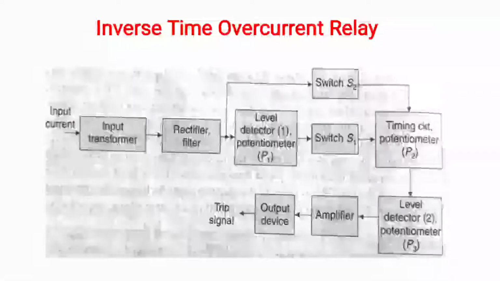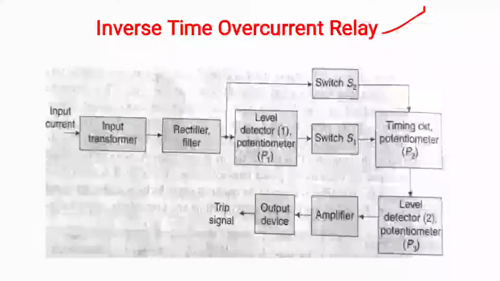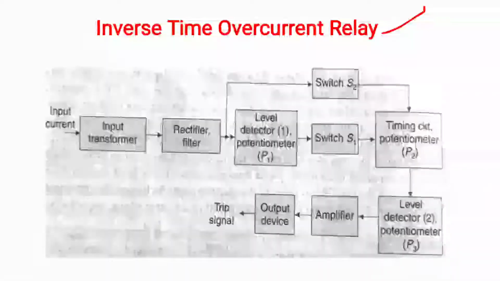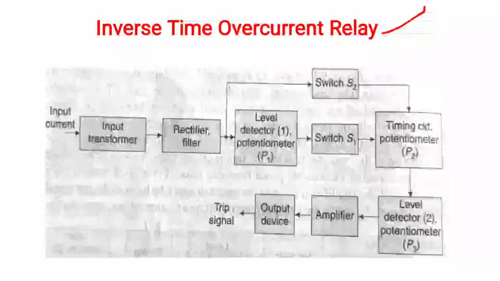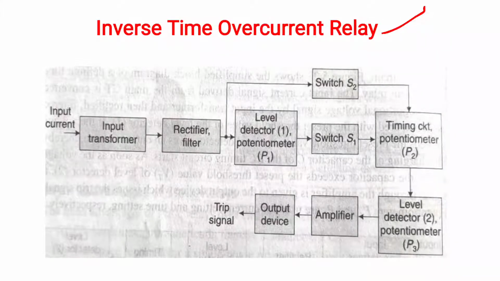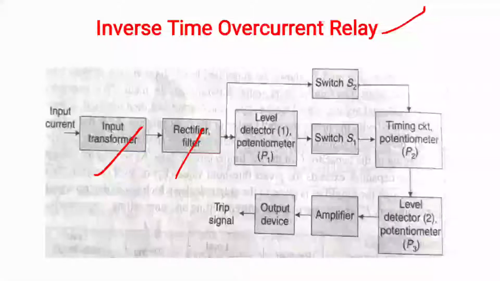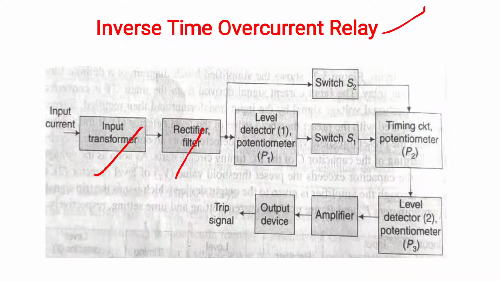Inverse time overcurrent relay. Here the operating time of the inverse time overcurrent relay decreases with the increase in the fault current. Now from the block diagram, the current signal is converted to the proportional voltage signal by the input transformer, and then it is rectified by a rectifier. It is filtered and compared with the reference voltage of the level detector set by the potentiometer P1.